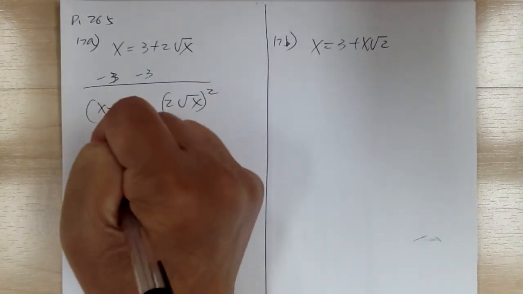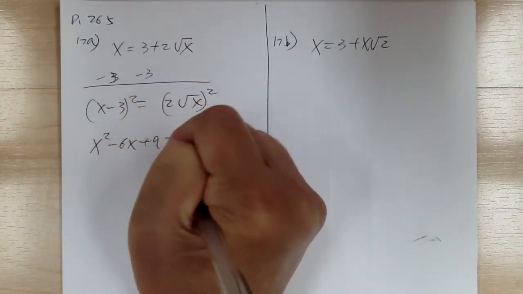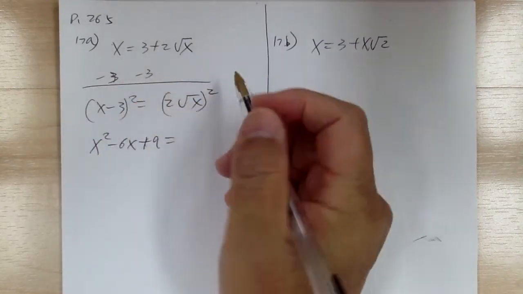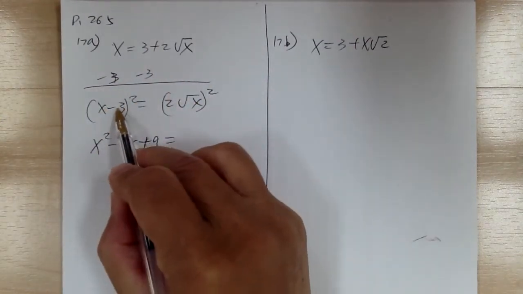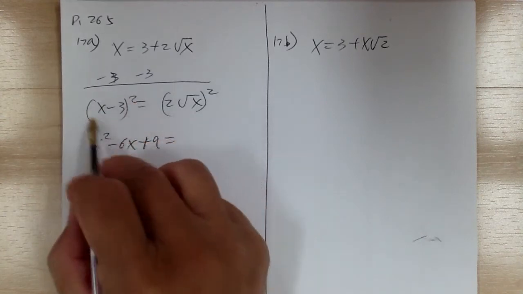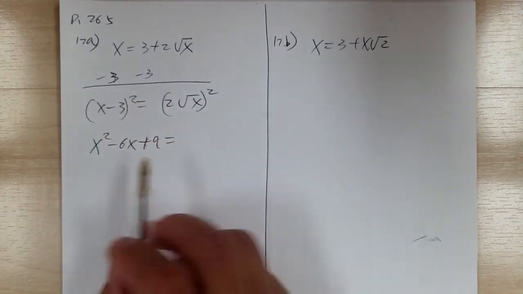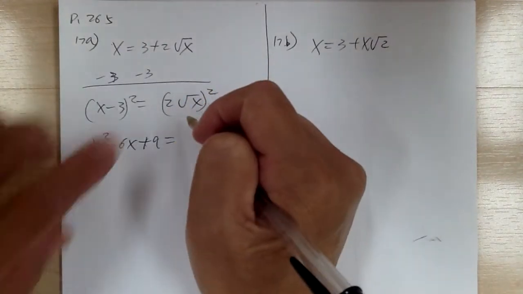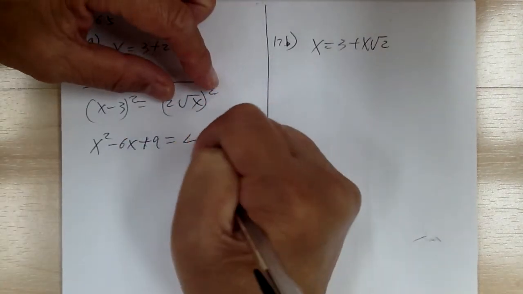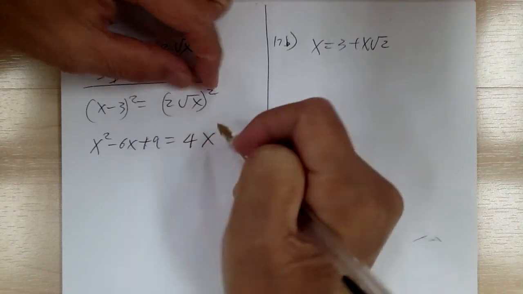So you're going to get x squared minus 6x plus 9. Make sure you know how to do your perfect square. Right? You square this, you get that. You square this, you get that. Middle, you just multiply all this together. Right? 2 times negative 3 times x gives you negative 6x. This one you square, so you're going to get 4. This one you square, you're going to get x.